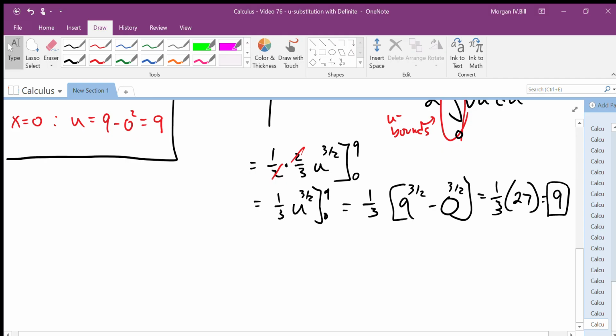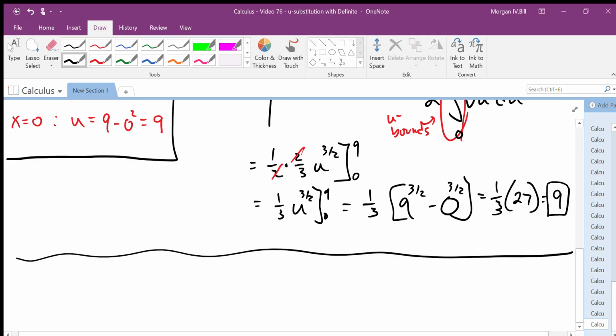You can change the bounds or not change the bounds. I like changing the bounds, and I'm done here. Once I get my integral, I plug those u bounds in, I get an answer, and I'm done. But you could have, instead of changing the bounds, gone back and turned everything back into x's and kept your x bounds.